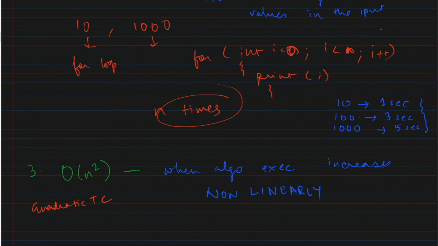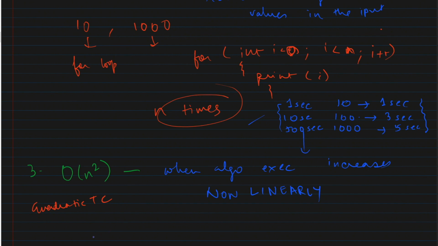In case of n square, what happens? The same thing. Let's say initially it's taking 1 second. Now it might take like 10 seconds. And when I'm giving 1000 inputs, maybe it is taking 500 seconds. There's no correlation. So it is not increasing linearly. It's like a non-linear increase. So that is the situation with order of n square.